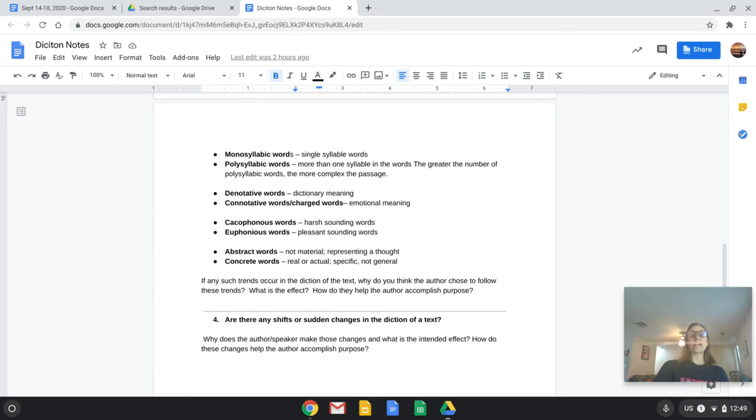The same thing with abstract and concrete words. If you don't notice a lot of highly symbolic words, abstract words like justice, then maybe the diction is all concrete and maybe they are trying to go for a less emotional and more logical piece of writing.